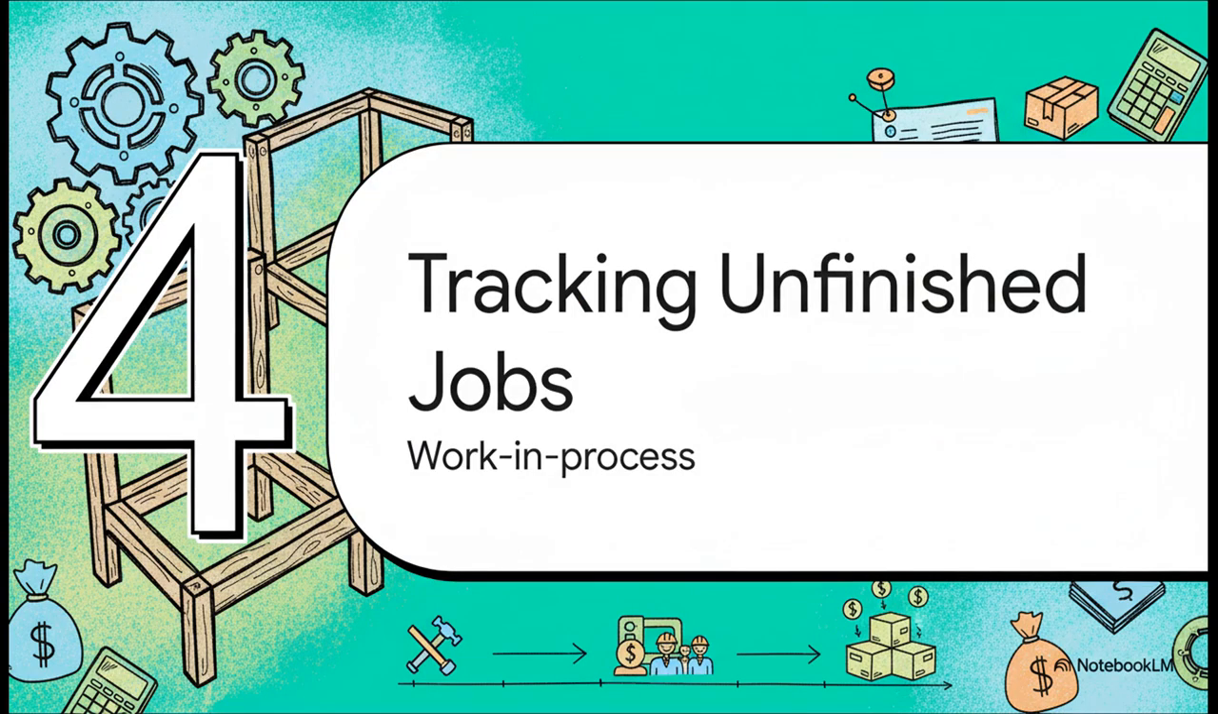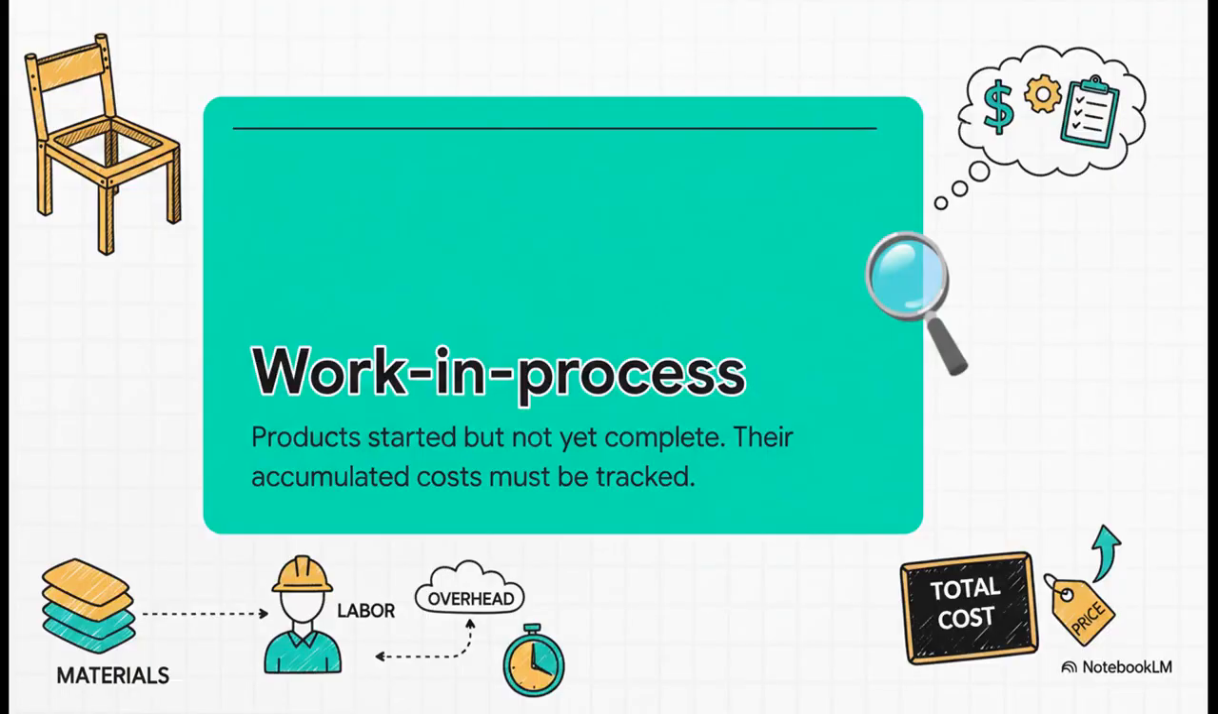What happens at the end of the month or the end of the year when some jobs are finished and delivered, but others are still being worked on? Well, this is what accountants call work in process. And if you think about it, these projects have real money tied up in them. Materials have been used, people have been paid, but they haven't made a single penny in revenue yet. A huge advantage of job costing is that it makes tracking the exact value of these unfinished goods incredibly easy.